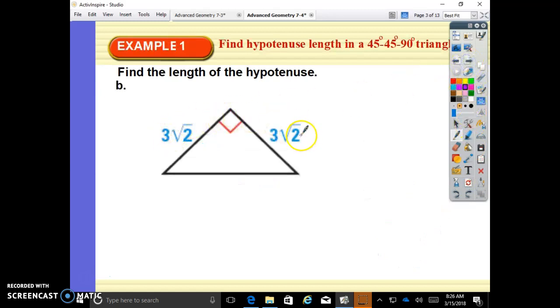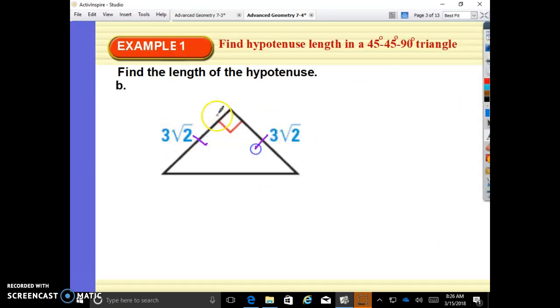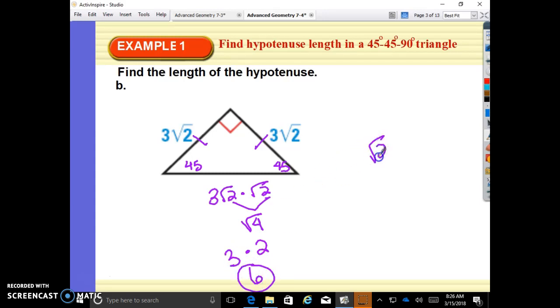So x, x, right, it's an isosceles right triangle, therefore it's a 45, 45, 90. X, x, x rad 2. 3 rad 2, rad 2. Rad 2 times rad 2 is rad 4, or 2. And 3 times 2 is 6, because rad 2 squared and square root cancel each other out, leaving you with the 2. Do you guys get how rad 2 times rad 2 is 2? So 3 times 2 is 6. 3 rad 2, 3 rad 2, 6. Our hypotenuse is 6.